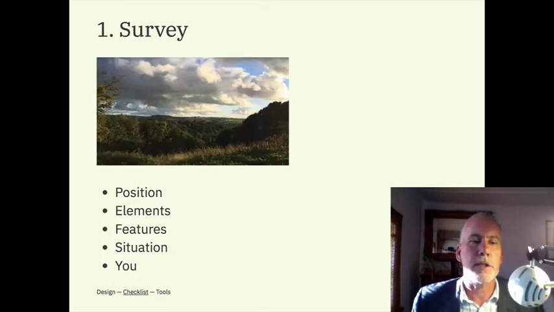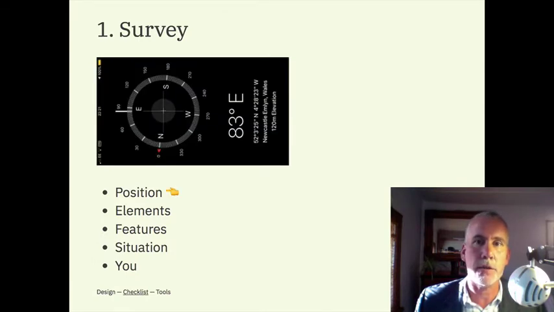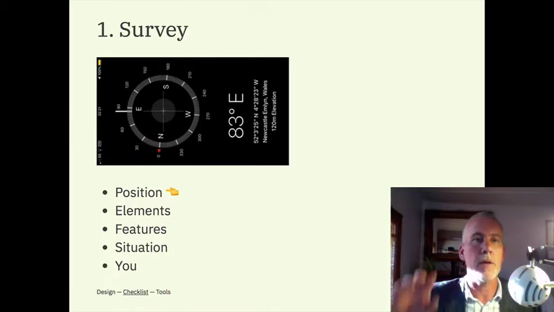So the survey has 5 different elements: the position of the land, the elements on the plot, the features that exist already, the situation of the land, how it sits in the landscape, and then yourself, how you sit within the land, and what your setup is. I'm not going to have time to talk about them in great detail, but I'll give a quick list. So number 1, surveying the position.